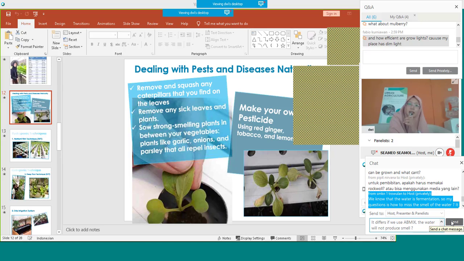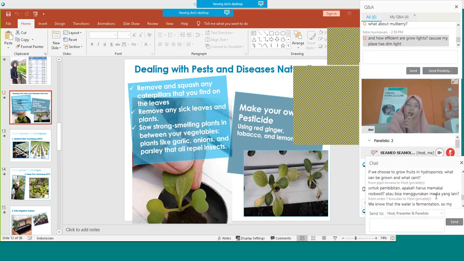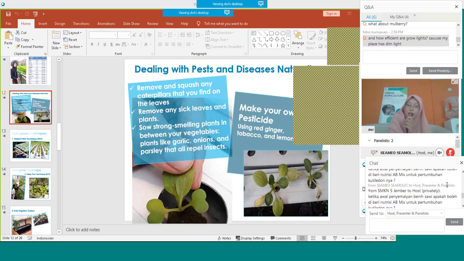And how efficient are grow lights? Because my place has dim light. I think light is a very essential factor for the plant growth process. So it will help if you give LED lamps in your greenhouse. It will help the plant grow and conduct the photosynthesis process. Blue and red light is good for plant growth.